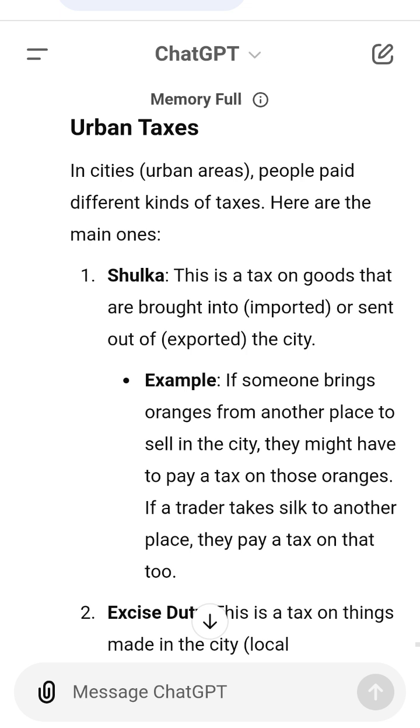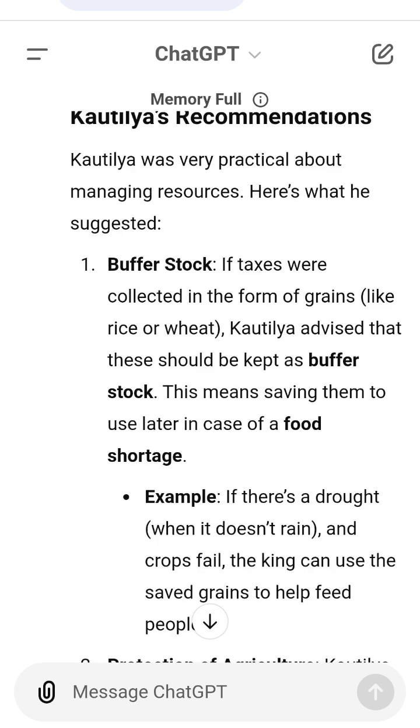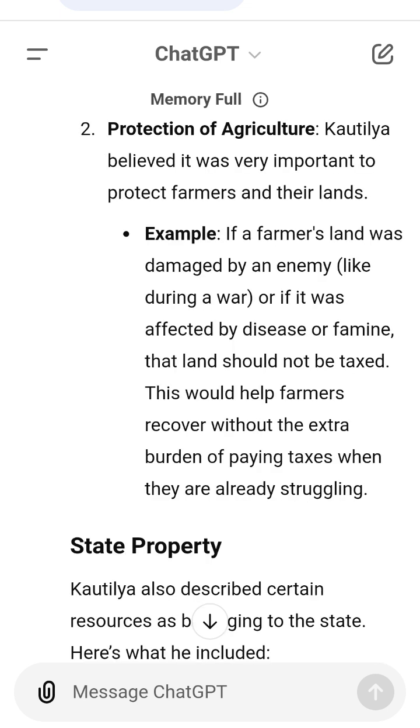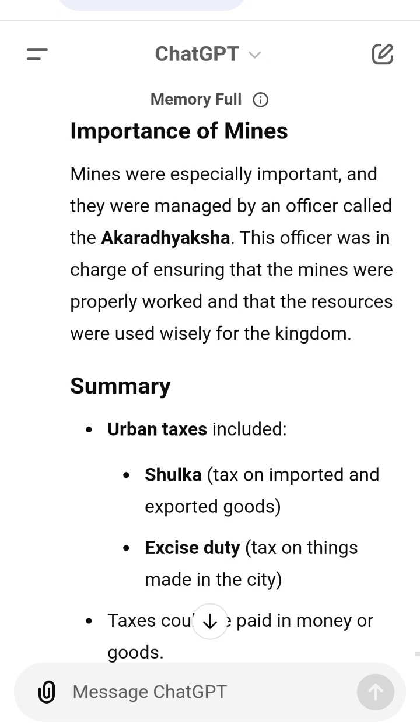Simple example to understand. Let's say there is a farmer named Ravi. Ravi grows rice and sells it in the market. When he sells his rice, he pays shulka because he is selling goods in the city. If he brings oranges from another town to sell, he pays a shulka on that too. Ravi's land is hit by a flood and he can't grow rice. According to Kautilya's rule, he doesn't have to pay taxes on that flooded land.